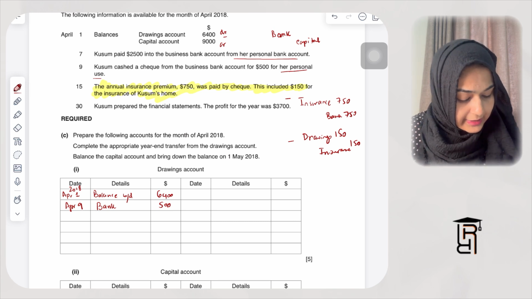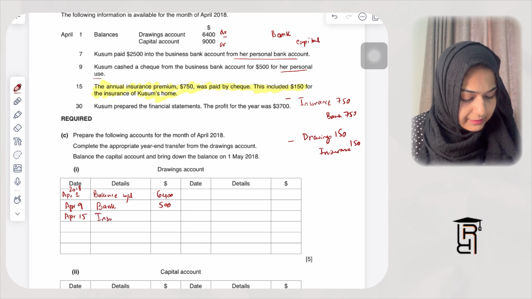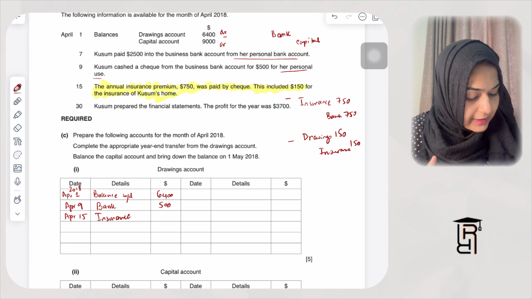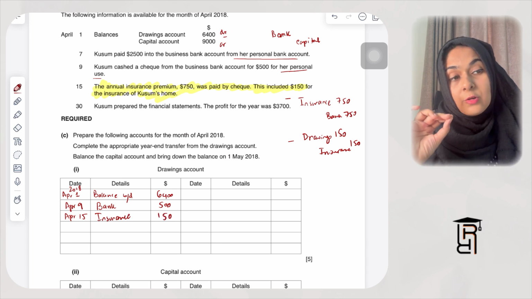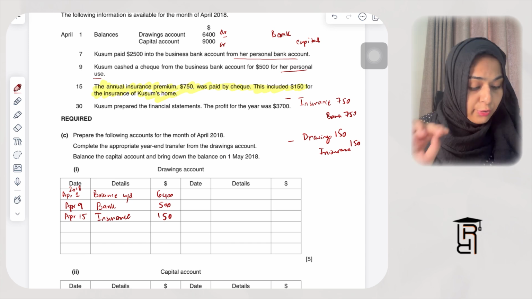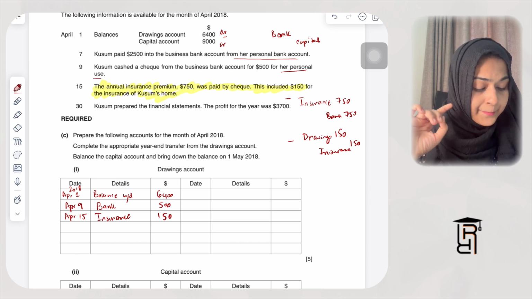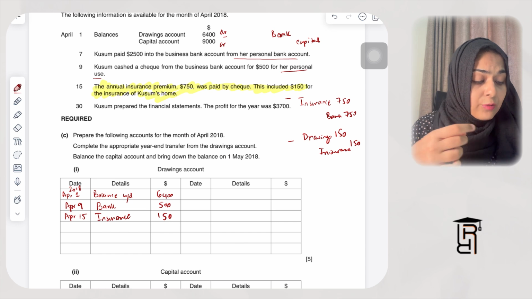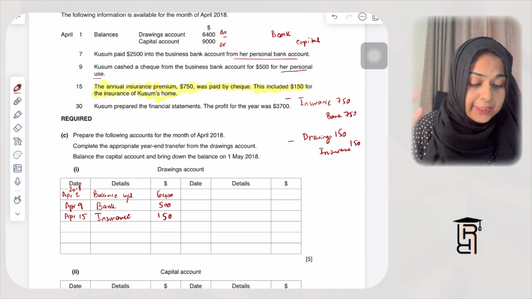So I'm going to write here April 15 on the debit side. Again, drawings is being debited. I'm going to write here insurance because this is coming from the insurance account. I'm going to write here $150. So this is what we have paid for. Kusum has paid for her own home. This is her personal expense, which she has paid through the business bank account, but then you need to transfer this amount to the drawings account because this should be treated as drawings.